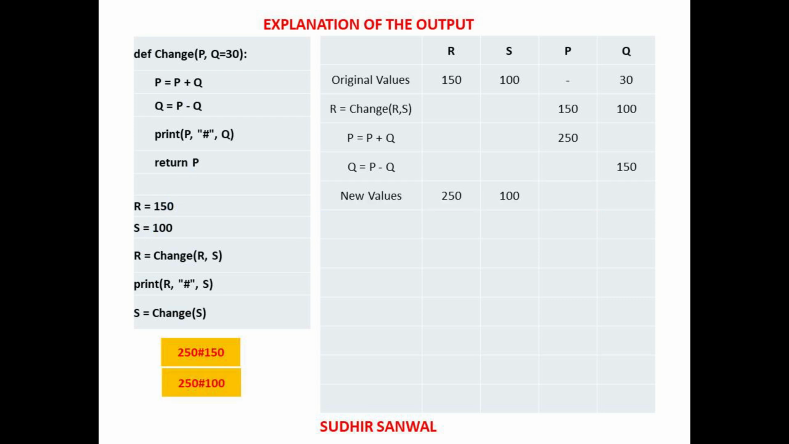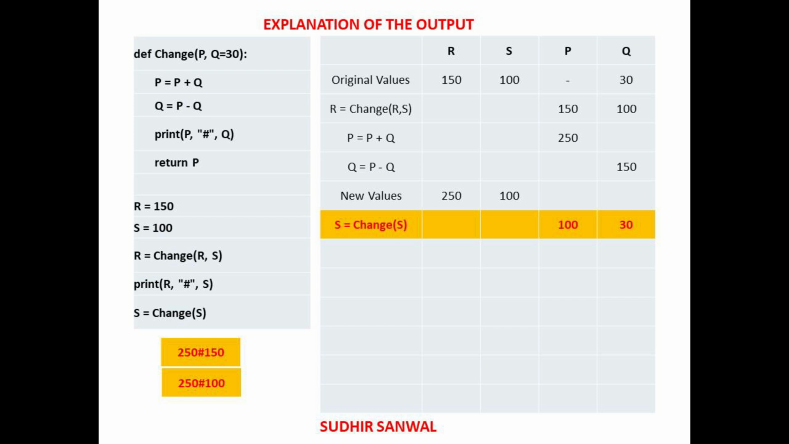After this, there is a print statement in the program which says print R hash S. So the value of R is now 250 and S is 100. So simply we will print 250 hash 100. After printing this, we have one more function call statement, S is equal to change S.